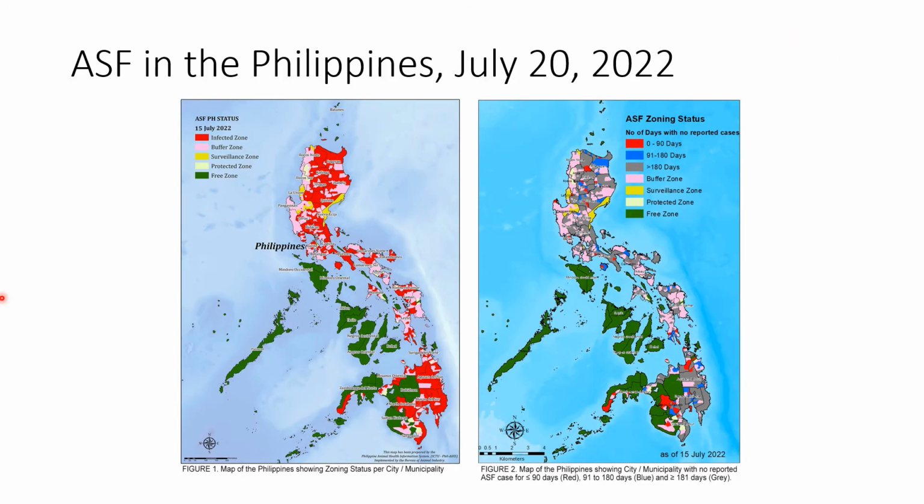You can also use choropleth maps. Choropleth maps are the color-coded maps. And of course, different colors indicate different ranges. For example here, different ranges of days with no cases or different types of zoning. So infected, buffer, surveillance, protected, or free zone. This is the situation of ASF in the Philippines last July 20.